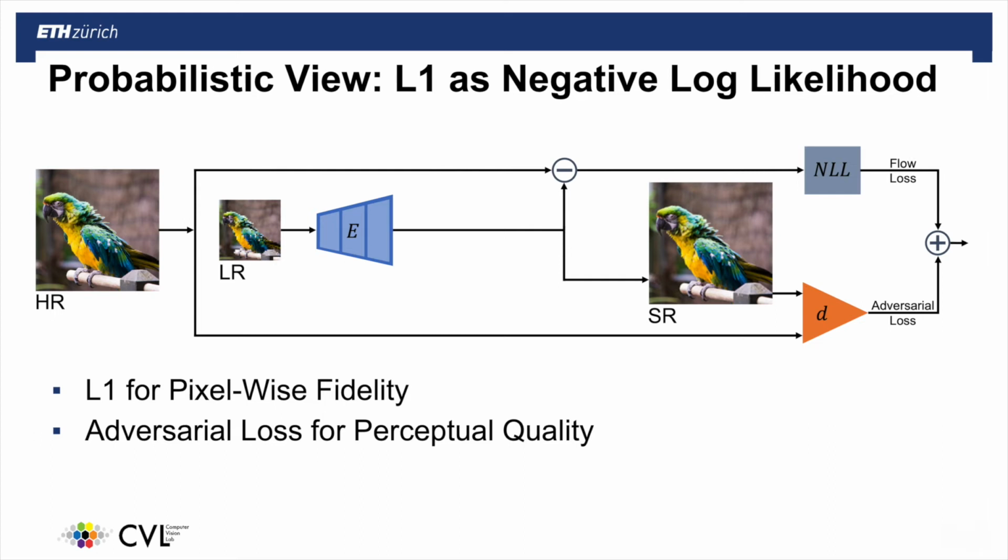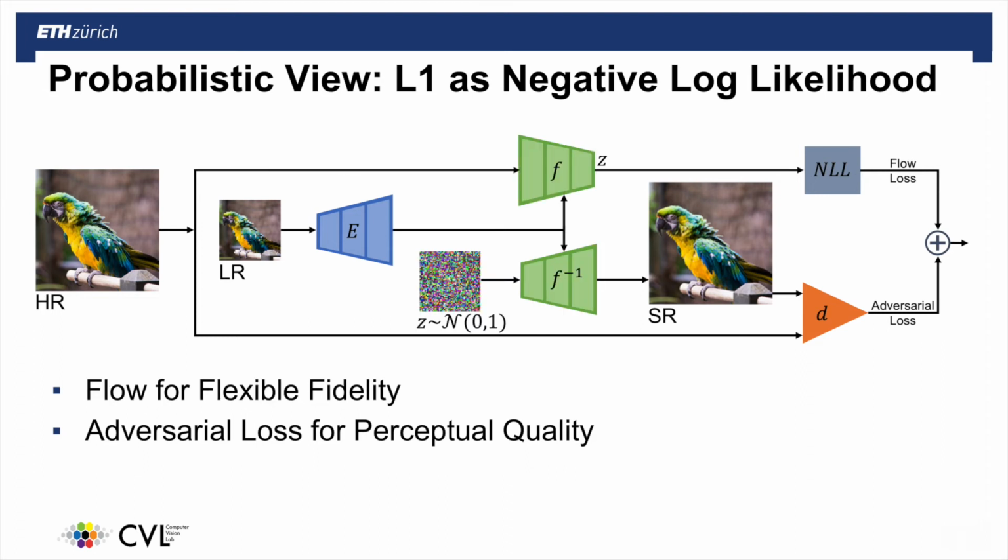Here you can see the standard architecture when using the SRGAN approach. The low-resolution image is fed to the generator, which outputs the super resolution. During training, there are two losses, the adversarial loss and the L1 loss. In the probabilistic view, the L1 loss is computed by calculating the negative log likelihood of the error between those images. In this figure, we show how we generalize the L1 loss to the flow.